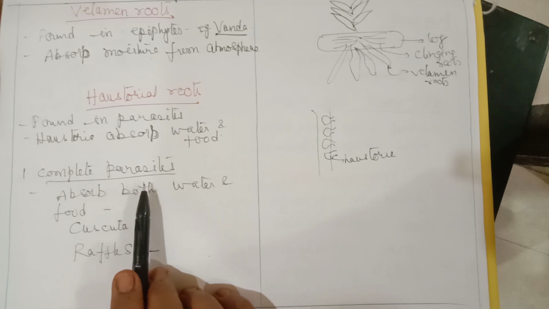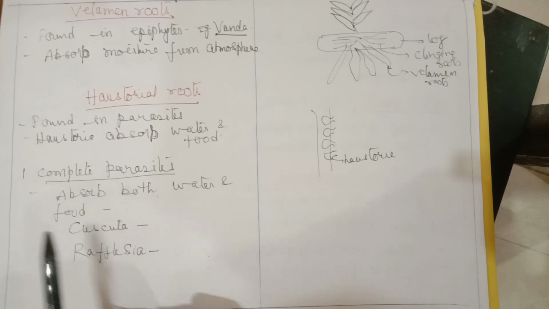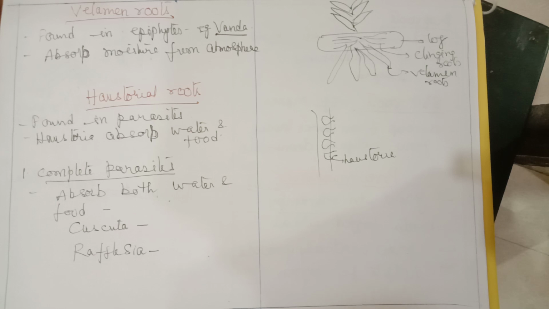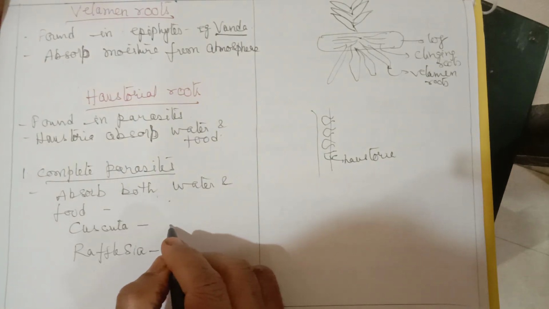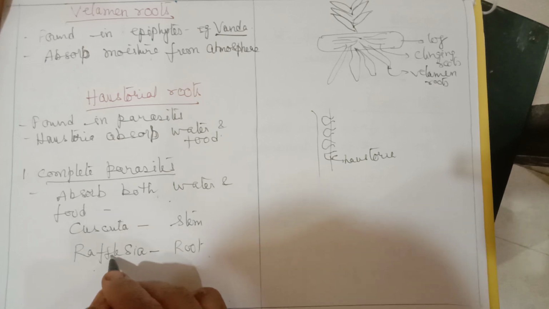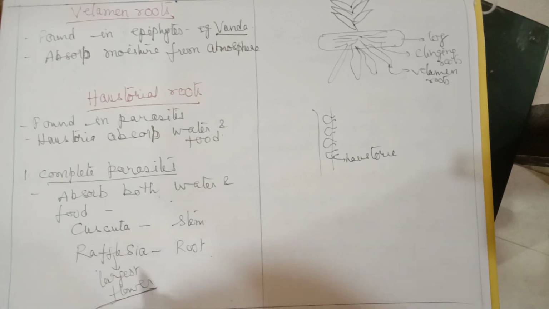Depending on that, there are complete parasites and incomplete parasites. Complete parasites are those which absorb both water and food material from the host. They require both water and food material, for example Cuscuta and Rafflesia. Cuscuta is a complete stem parasite. Rafflesia is a root parasite, and Rafflesia is also the largest flower in the plant kingdom. So those are complete parasites.